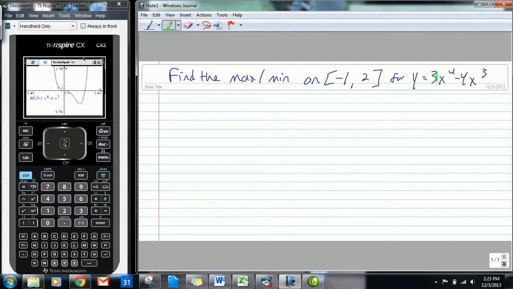Recall that the extreme value theorem just guarantees that as long as we have a function that's continuous, like a polynomial, on a closed interval, say from -1 to 2, then there has to be a min and there has to be a max. There has to be a highest and lowest point of any function as long as it's well behaved on a closed interval, as long as it's continuous.